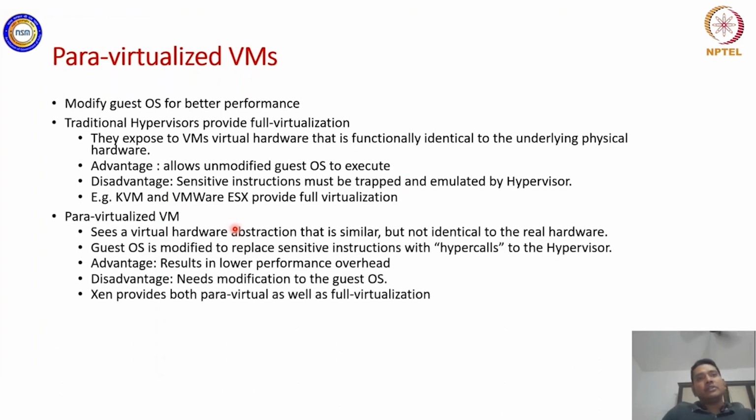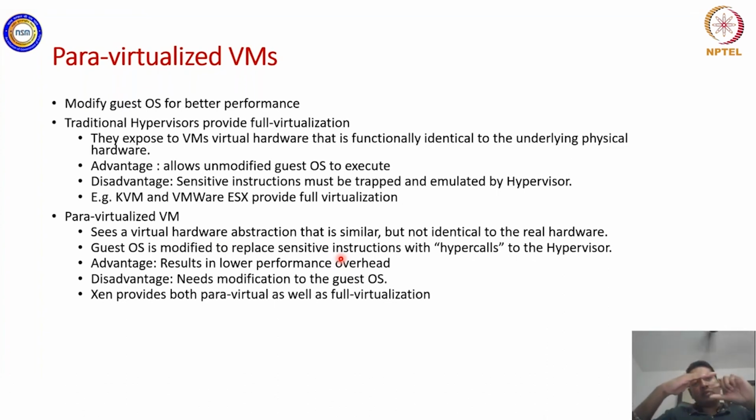So para-virtualized VMs see a virtual hardware abstraction that is similar to, but not actually, the real hardware. So basically what it is doing is that the guest OS is modified, replacing some calls, the sensitive instruction calls. So basically you have the hardware, the hypervisor and the OS.